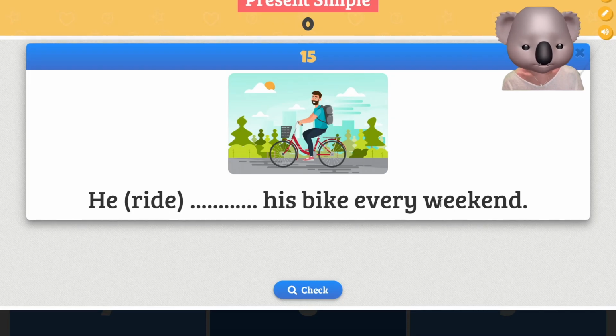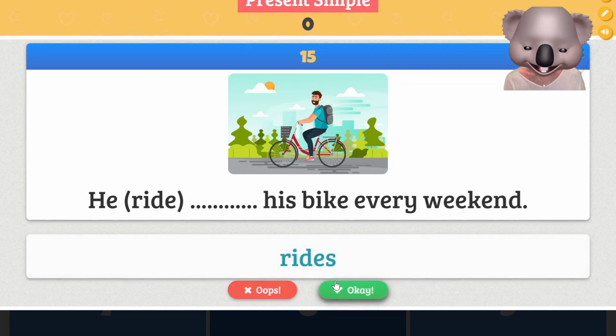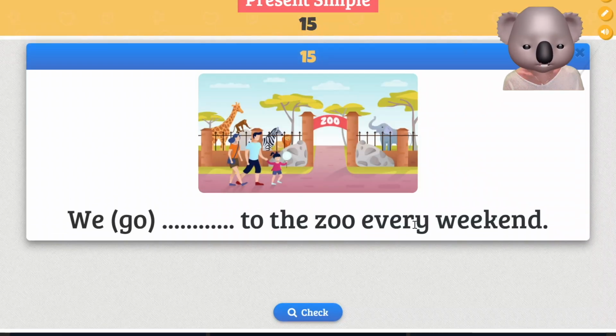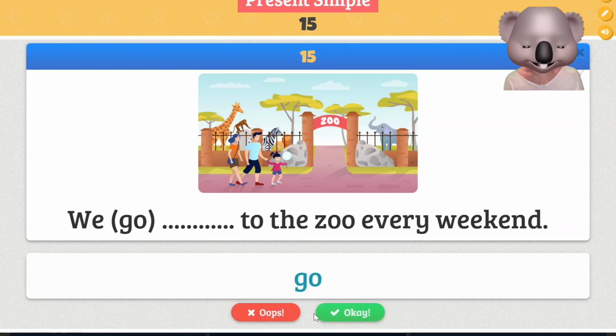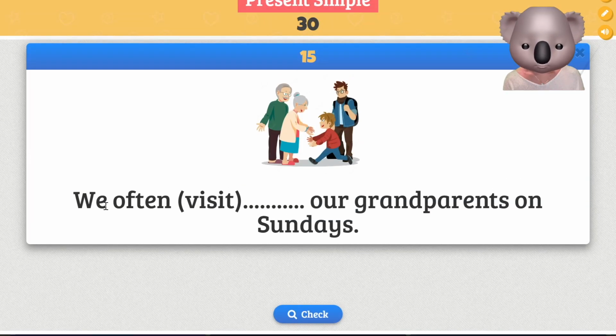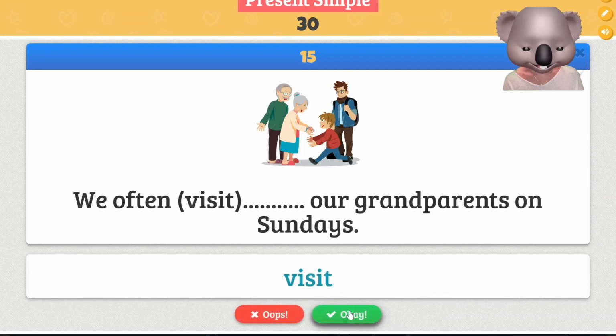He ride his bike every weekend. 여기 he가 있어서 동사를 바꿔야죠. e가 이미 있으니까 he rides his bike every weekend. Number 6. We go to the zoo every weekend. we는 동사를 바꿔야 되나요? No, we don't. 그대로 we go to the zoo every weekend. Number 2. We often visit our grandparents on Sundays. 또 we가 나오니까 visit는 그대로.